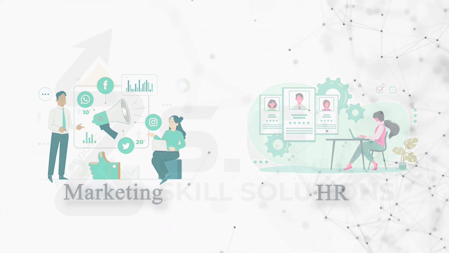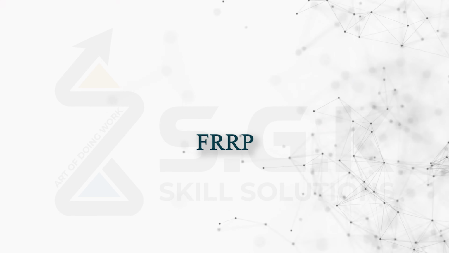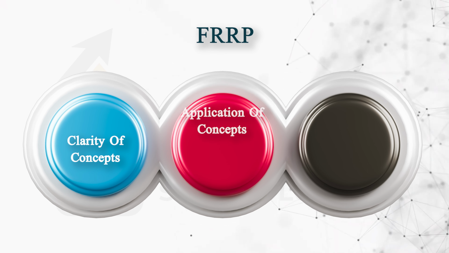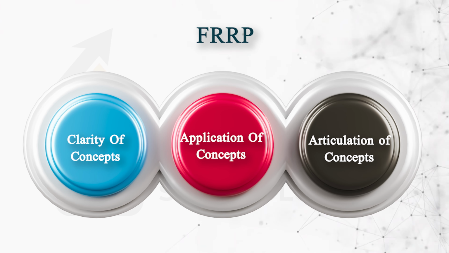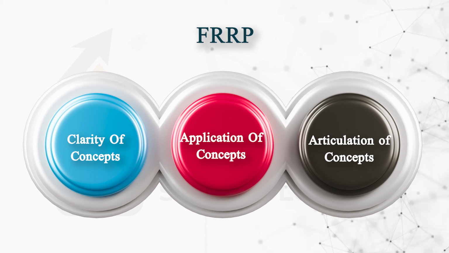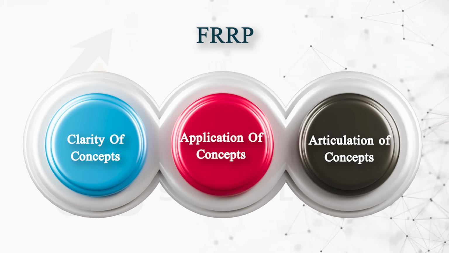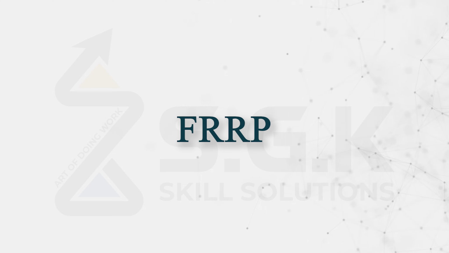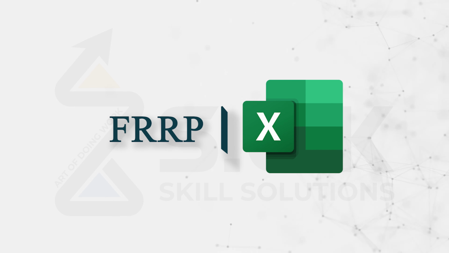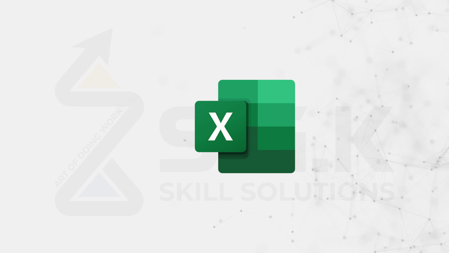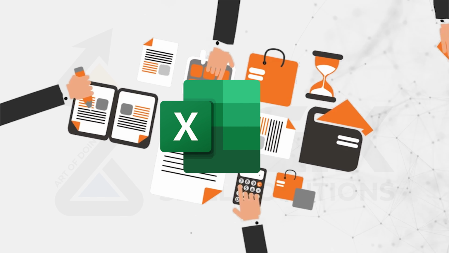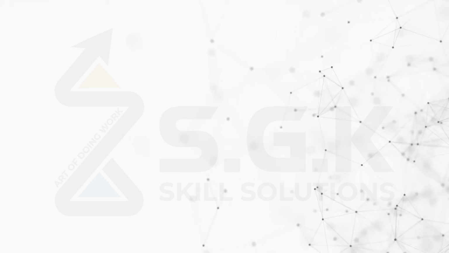all job streams. In F-RRP, we focus on 3 aspects: clarity of concepts, application of concepts, and articulation of them. Because this is important for you to clear your interviews and also have confidence at your workplace. In F-RRP, we use Excel to help you understand finance and accounting topics which are relevant in the industry, and we have taken it in the context of commerce syllabus. Let us give you a tour of our F-RRP sessions.